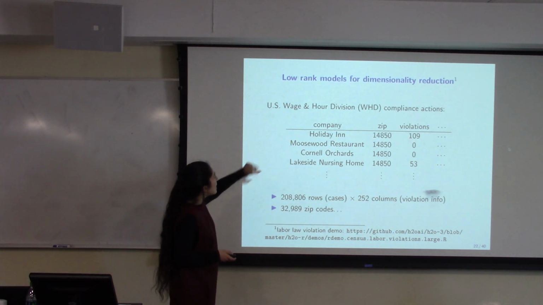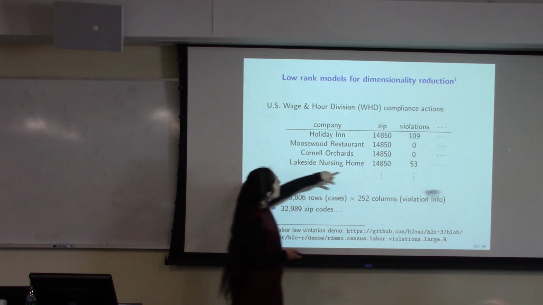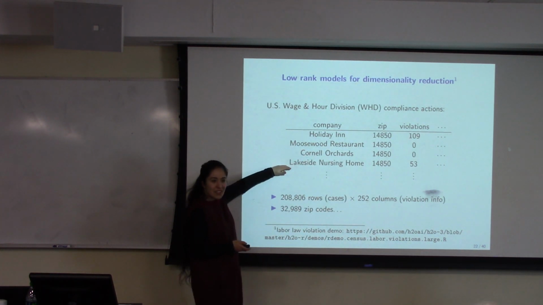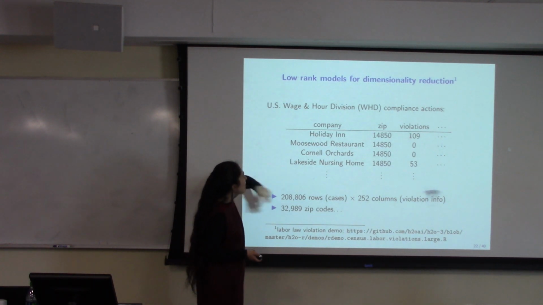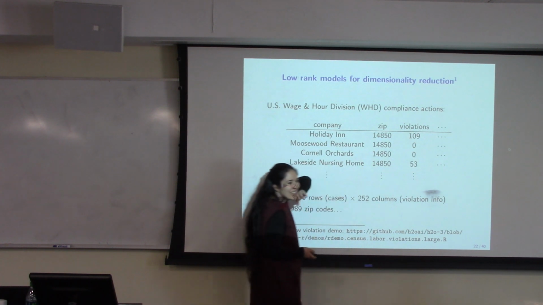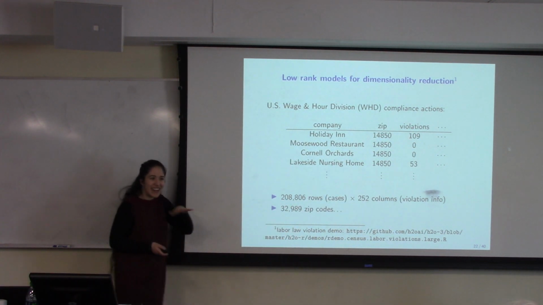Okay. So here's an example of a problem. Suppose that we're trying to predict the number of labor code violations of various companies. These are companies in Ithaca, New York. You can see that this nursing home has committed many labor code violations.